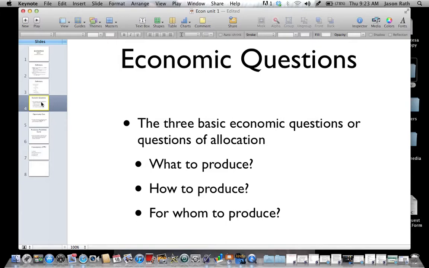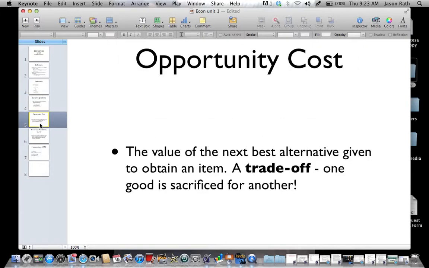Then the next one you have is, when you're looking at these resources and these questions, you're always going to have to sacrifice something for another. In economics terms, it's called opportunity cost: the value of the next best alternative given up to obtain an item. It's big here. It's a trade-off. One good is sacrificed for another.